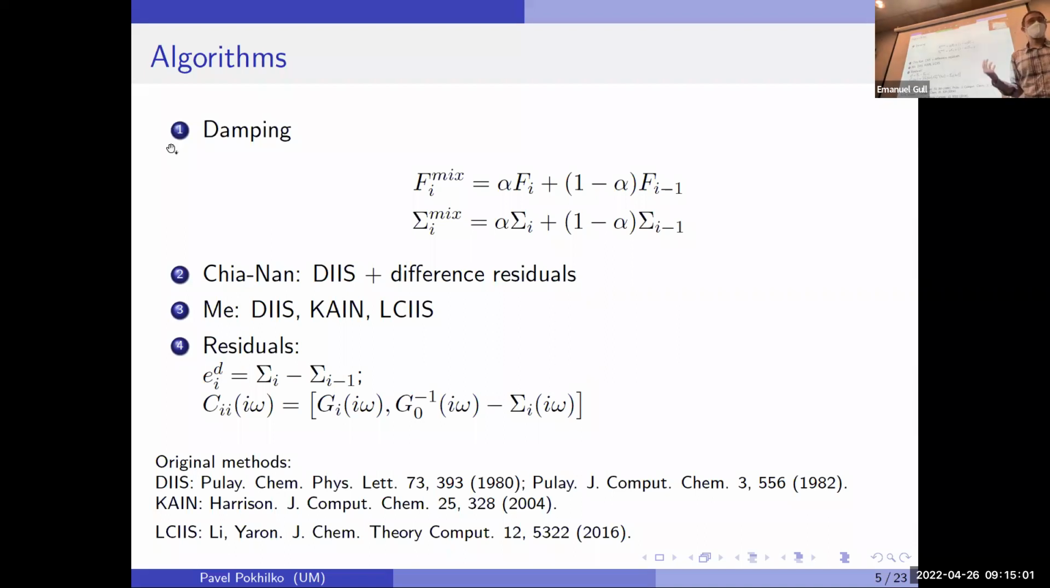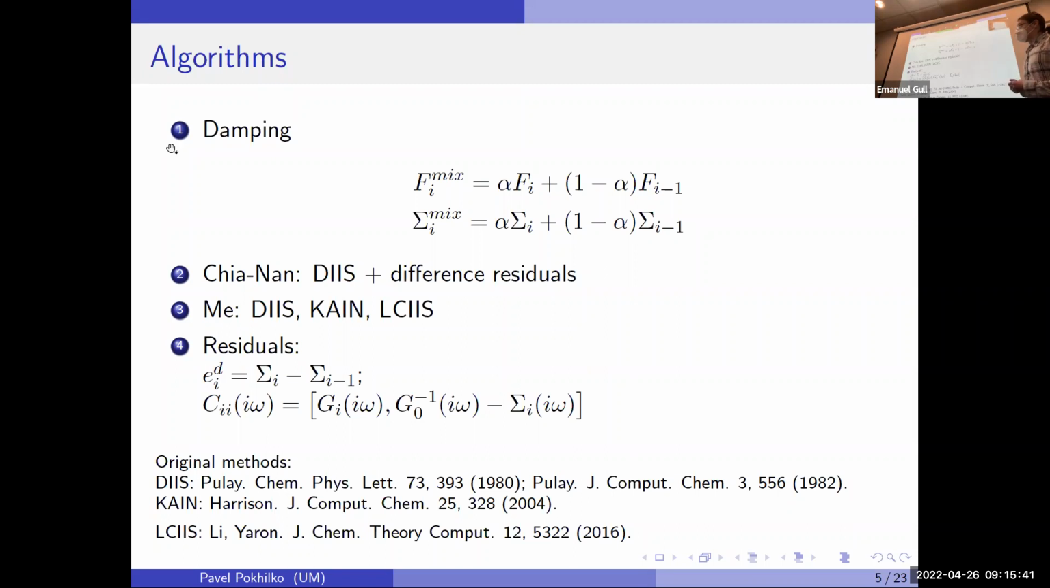Previously, there was some progress in the accelerated methods. Chianon implemented his version of DIIS that uses difference residuals. However, some results from that code were hard to analyze because sometimes it behaved more slowly than damping, and it wasn't clear why. So I decided to separate the implementation of the algorithm from the problem, to localize the issue, to figure out whether it is a problem with the code or with the algorithm.